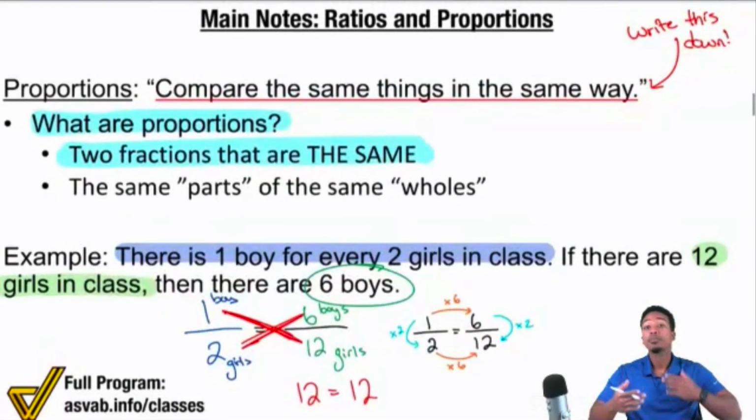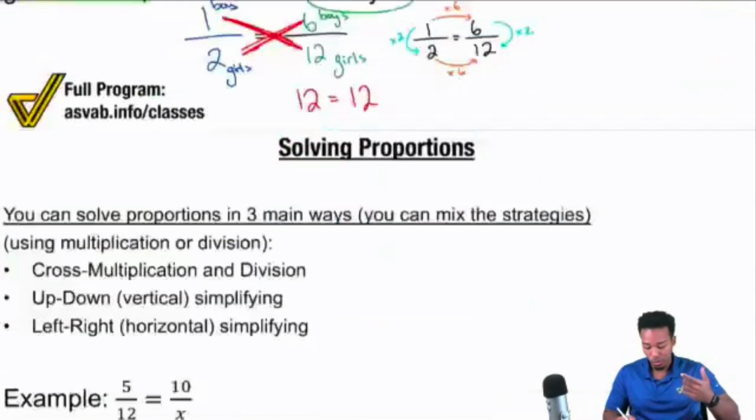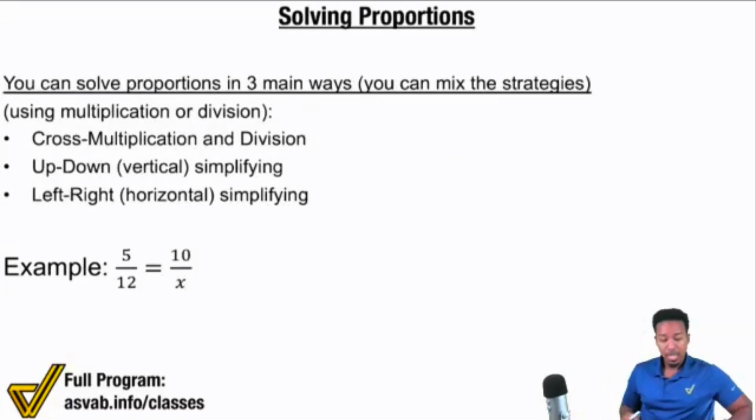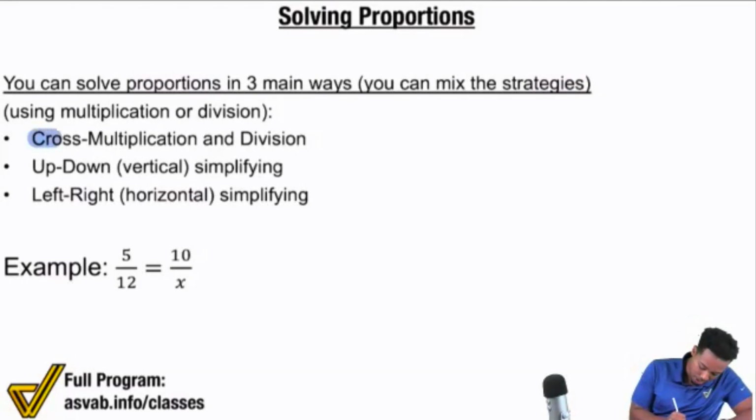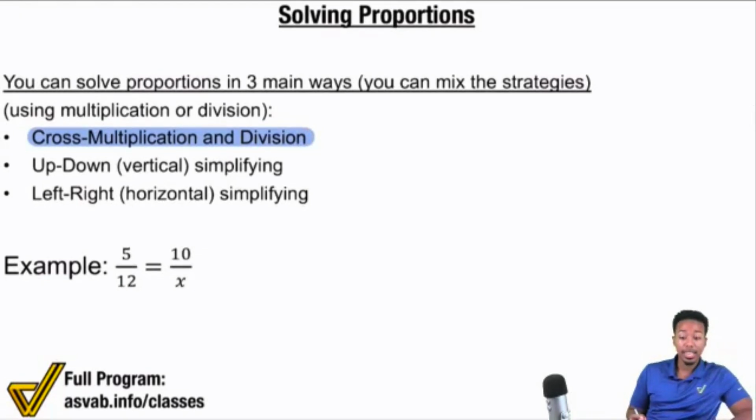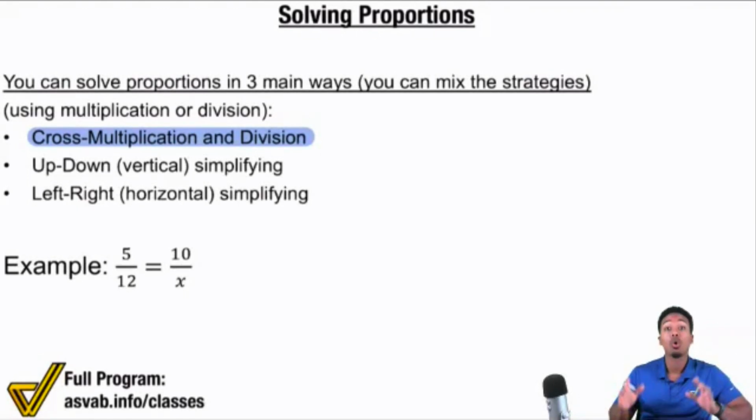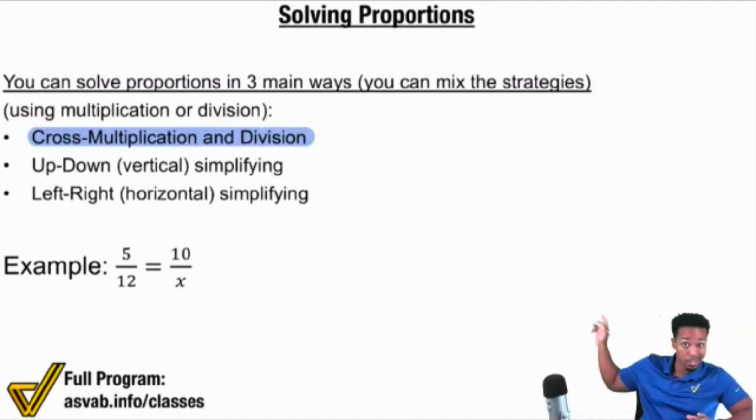And if this is starting to make a little bit of sense, but not all the sense in the world, that's probably because we need some more practice. And that's what we're going to do right now. So here are the 3 main ways that I just discussed. One was the setup to cross multiply and divide. That's method number 1. This is your primary method. If all else fails, cross multiplication and division will always work no matter what. So if you get stuck, there's your main method.